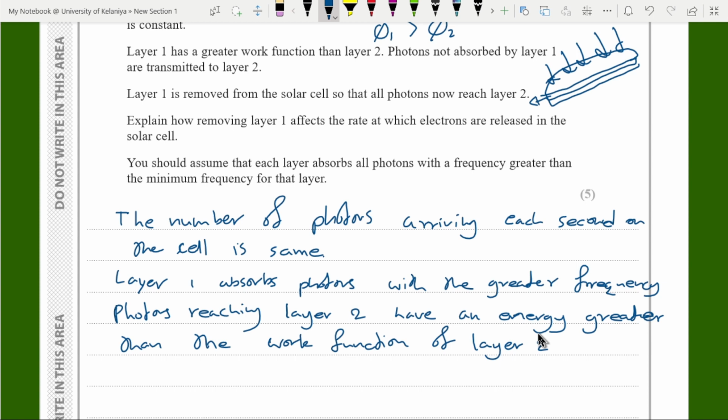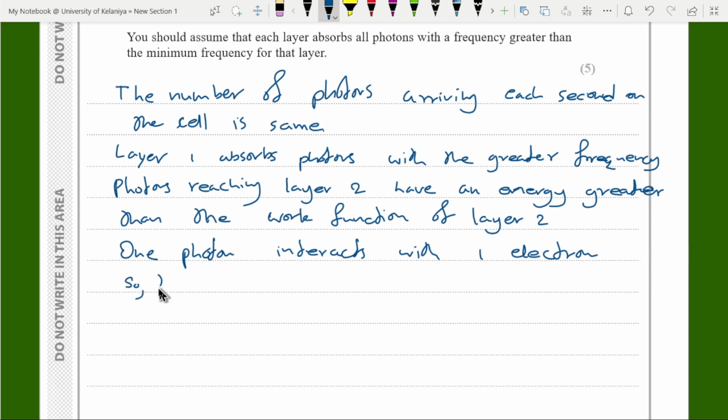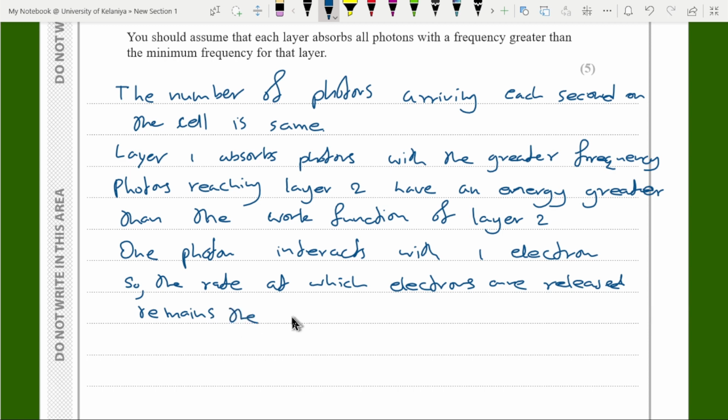Layer 2, right? Then one photon interacts with one electron. Then you can write our conclusion. So the rate at which electrons are released remains the same. So if you write these 5 points, you will get the whole 5 marks. 1 mark for this one.